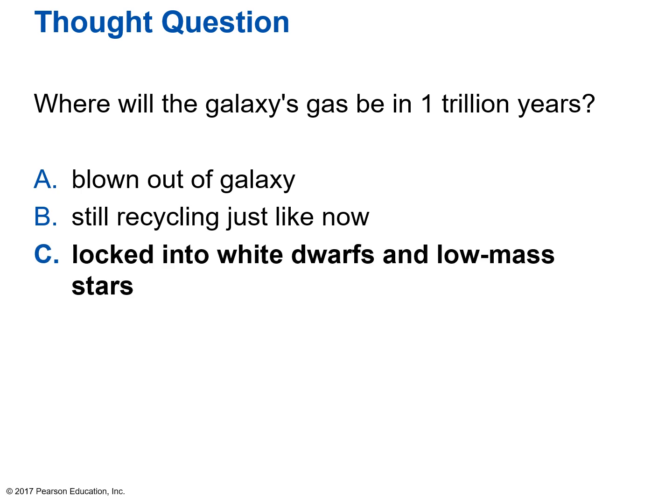We expect it'll be locked into white dwarfs and low mass stars. As the gas keeps going through several generations of stars, there is less and less gas to make new stars, and eventually there should be nothing, no interstellar medium, or very little of it, and basically just a whole lot of white dwarfs and low mass stars.